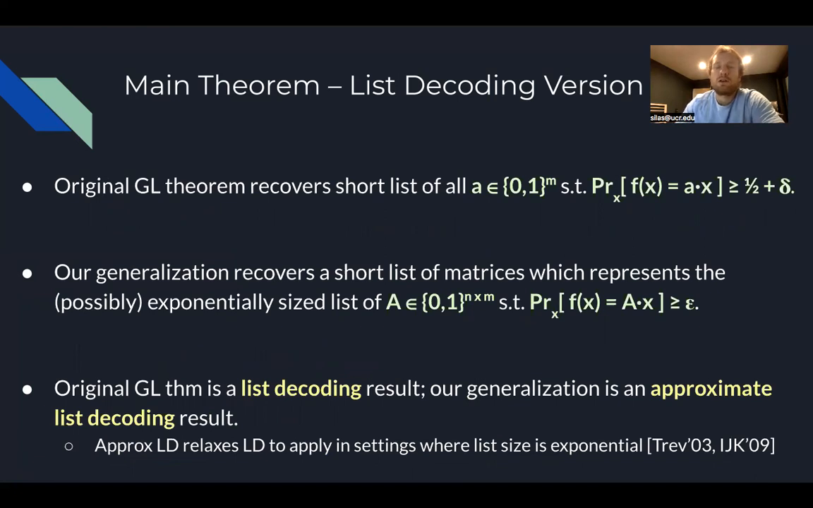Approximate list decoding is a standard model in coding theory. It's a natural relaxation of list decoding, which allows for decoding even in the setting where the list is exponentially large. And there's a whole theory of these approximate list decodable codes with prior work, et cetera.